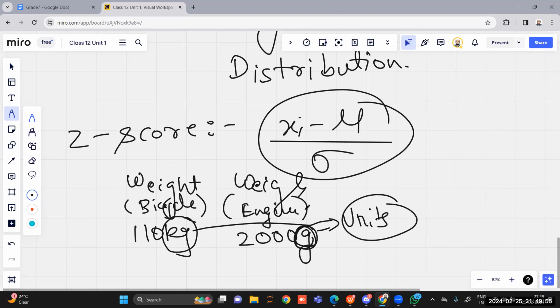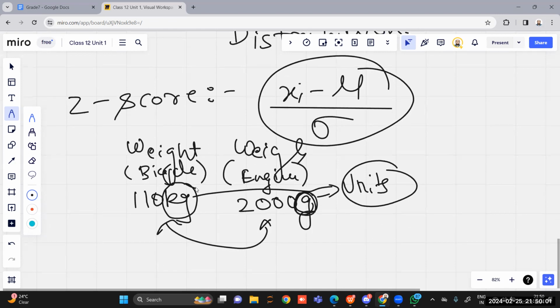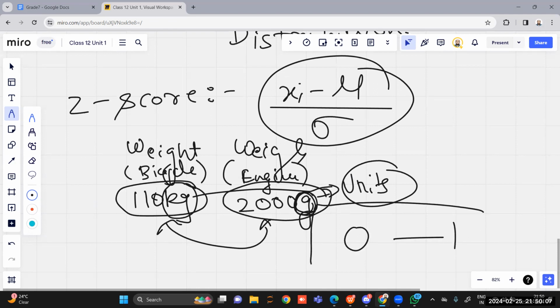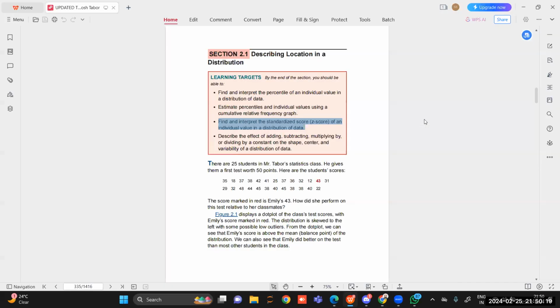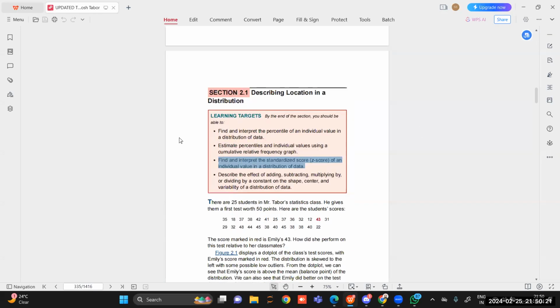So in this case, we need to apply the Z score and bring it to standard form. Bring all these values into standard form between 0 and 1. When all the entries in the rows of the weight of the engine and the weight of the bicycle come in between 0 and 1, then we say that it has come into Z score. That's the thing. So we'll see when it comes.